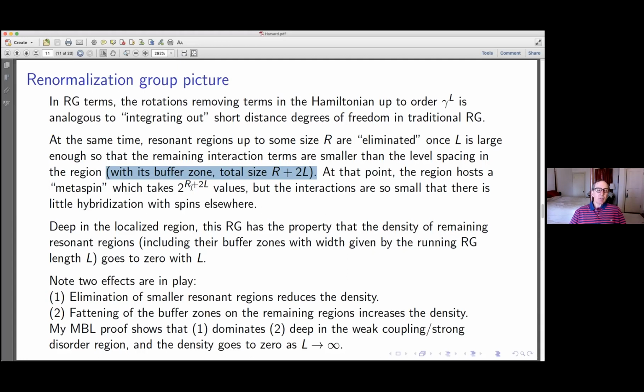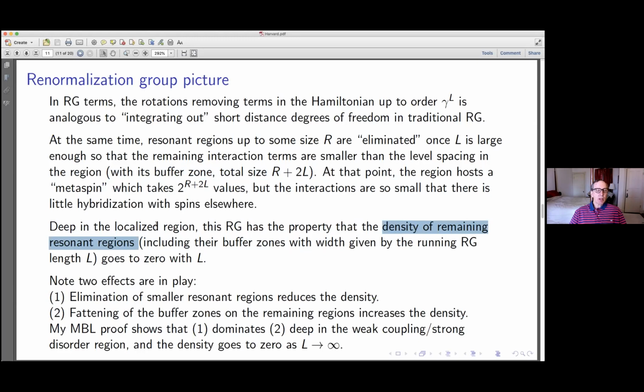Now, if we go deep into the localized region, this RG has the property that the density of the remaining regions, including their buffer zones, goes to 0 with L. So that's what you expect out of an RG that leads to an MBL phase.